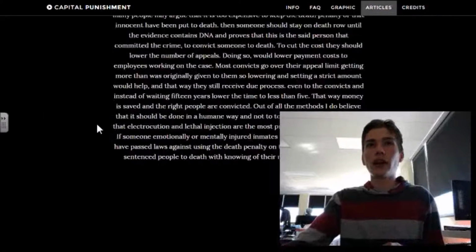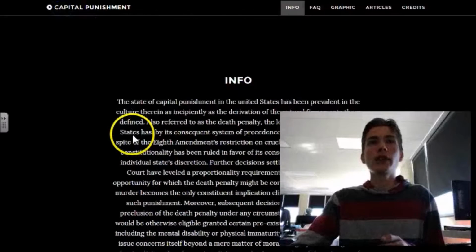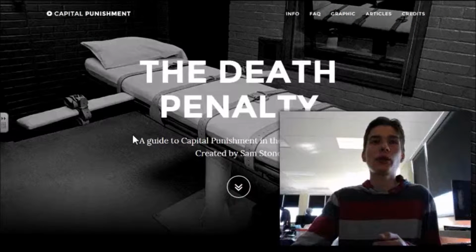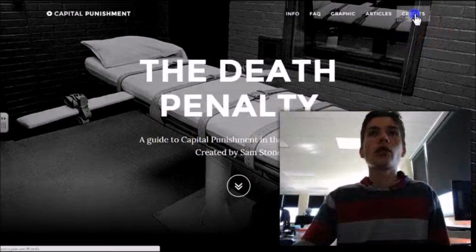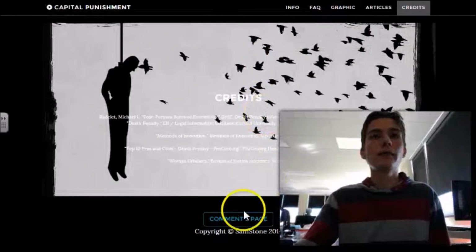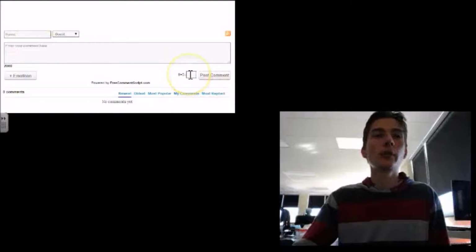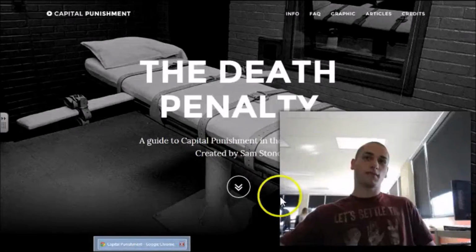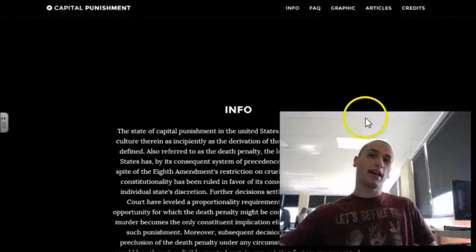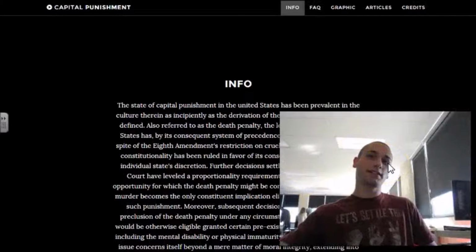The credits are found at the bottom, and at any point, if you're lost, you can click on the words capital punishment and it will bring you back up to the top. The comments page can be found at the bottom if you click on this link. All you have to do is type in your name, your comment, and then do some simple arithmetic.